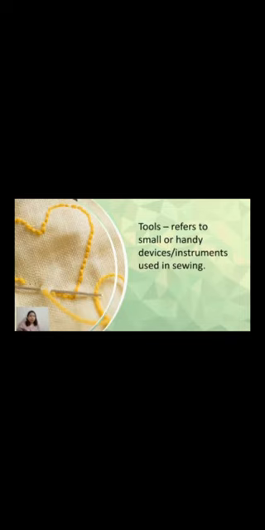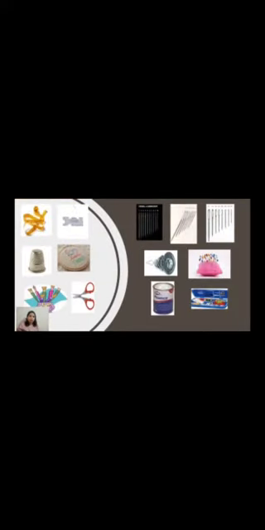Tools refer to small handy devices or instruments in sewing. These are the basic tools used in embroidery. So let's discuss. Number 1. Tape measure is a measuring tool used to measure more than 1 foot or the distance of materials. Number 2. Gauge. It is used to measure short distances.